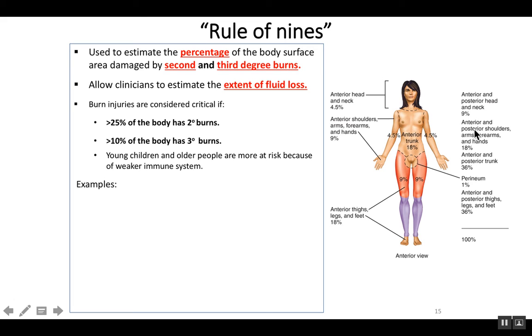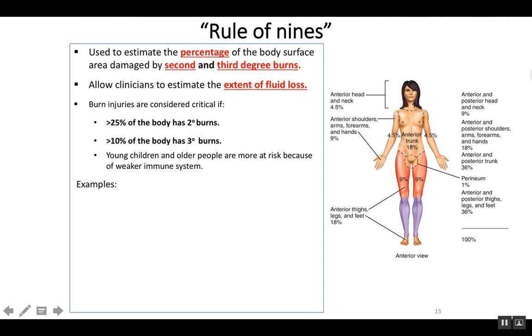The entire anterior and posterior shoulder, arm, forearm, and hands is 18%. That includes right and left. If it was only one arm, anterior and posterior, it would be 9%. If it was only the anterior surface of one arm, it would be 4.5. So we have 4.5, 4.5 on the anterior arms, 4.5 and 4.5 on the posterior arms. So that would be a total of 18% for both arms.